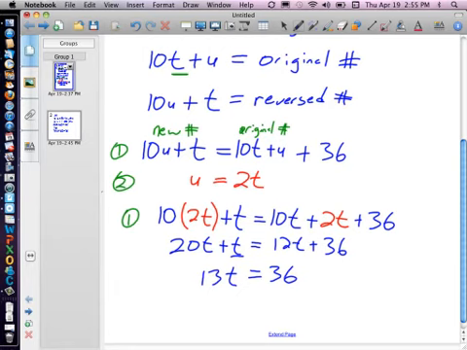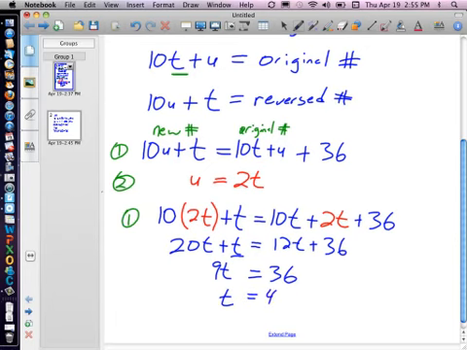So u equals 2t. So I got 10 times 2t plus t equals 10t plus 2t plus 36. Okay, so then we have 20t plus t equals 12t plus 36. Aha! Okay, so when I subtract 12t, I get 9t. That was the problem. And divide both sides by 9, I get t equals 4.